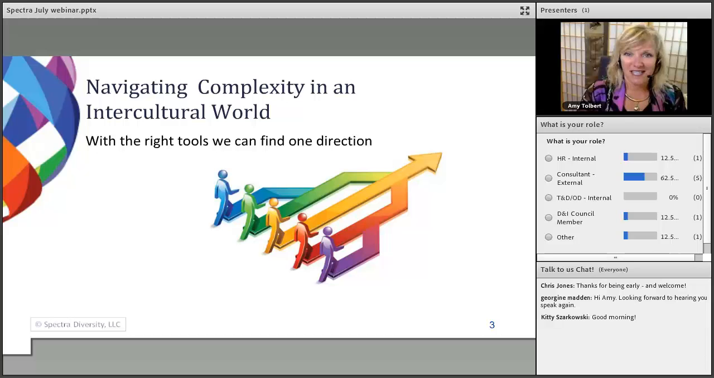The purpose of our session today is to really examine some tools and ways to measure our efforts within the D&I space. What we do at Spectra Diversity is look at where there might be some challenges in the field that there isn't yet an answer for.